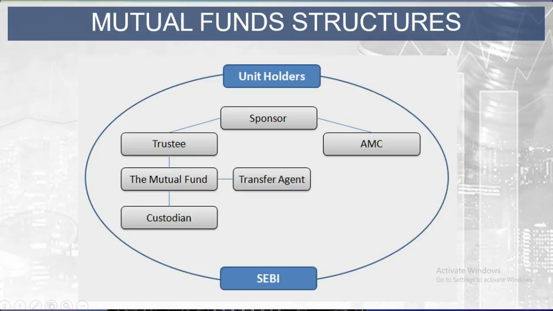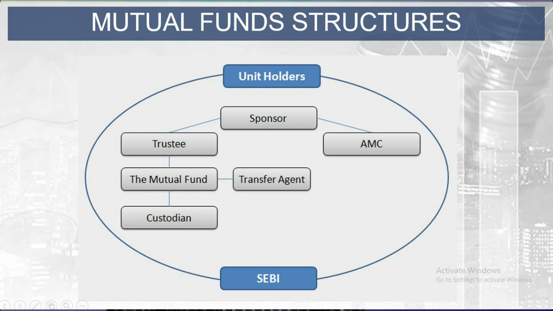Now we understand the mutual fund structure in detail. In the mutual fund structure, there are two major parties: the client and the regulator. SEBI is considered to be the regulator, as shown in the picture on your screen, and the unit holder is the client who uses mutual funds and pools the money for their investments.